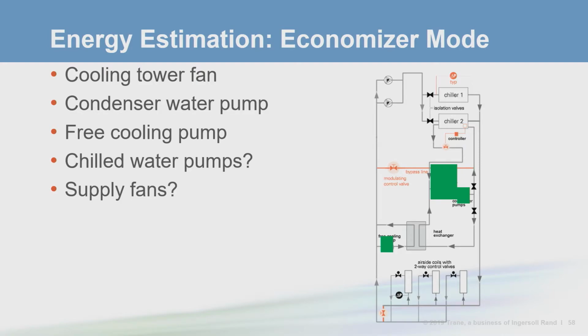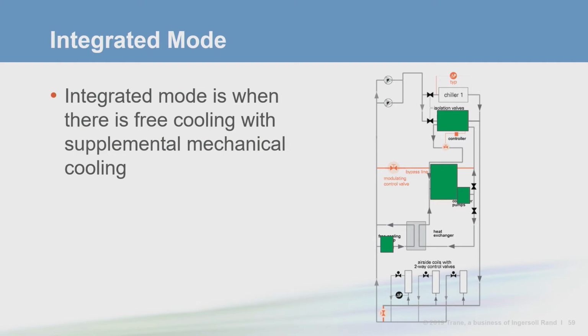So let's talk about the end of the cycle. At the end of the free cooling cycle, we enter integrated mode. We start a chiller, and so we have a blend of free cooling and mechanical cooling. This is the most tenuous portion of the controls, as you'll see. What I mean is the value can be great or can be lousy.